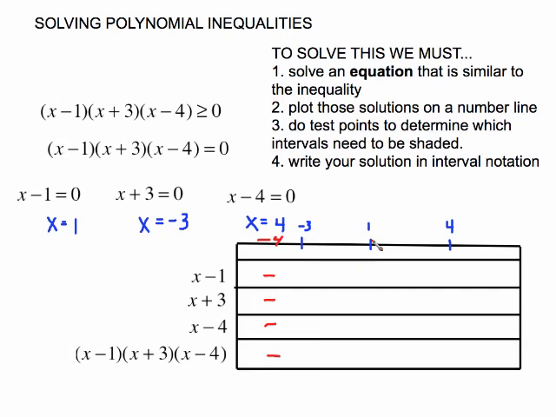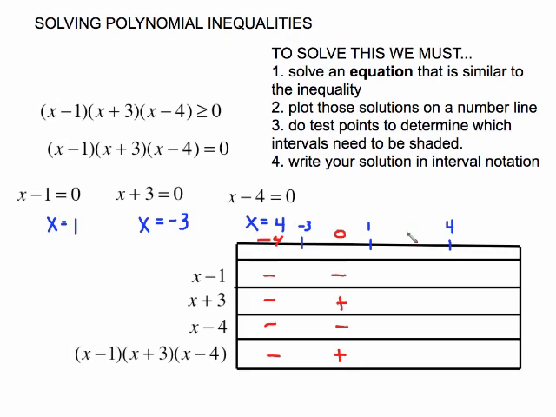Pick a number between -3 and 1. I like to pick 0 because the arithmetic's easy. 0 minus 1 gives me a negative. 0 plus 3 gives me a positive. 0 minus 4 gives me a negative. And a negative times a negative gives me a positive.